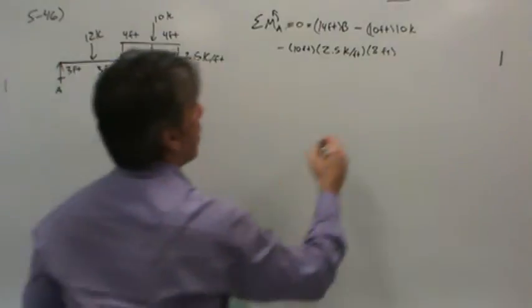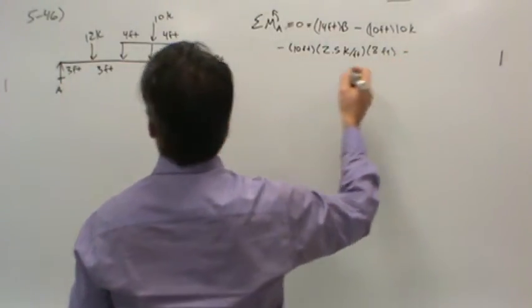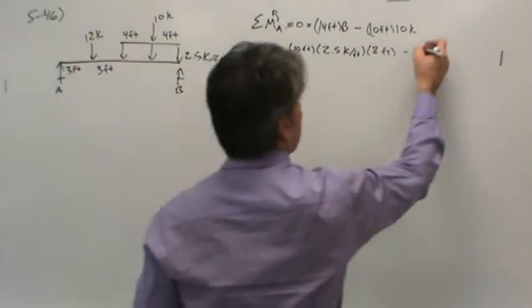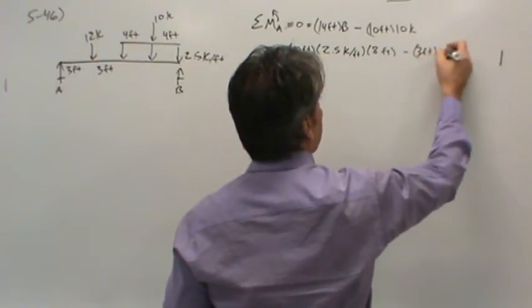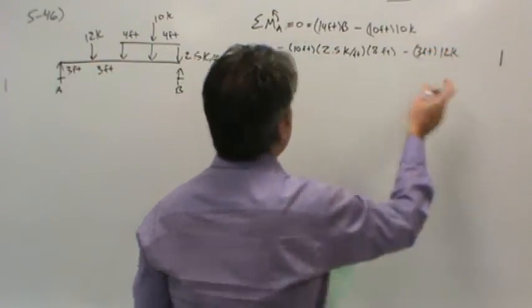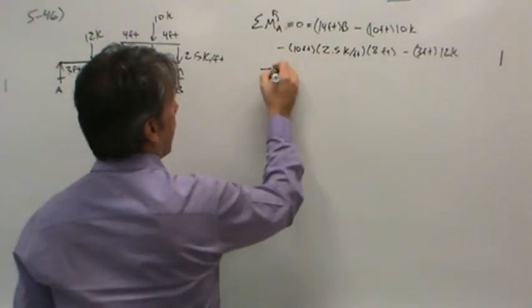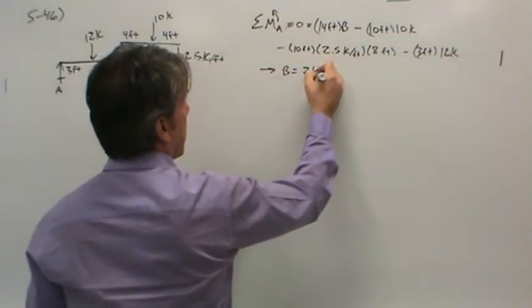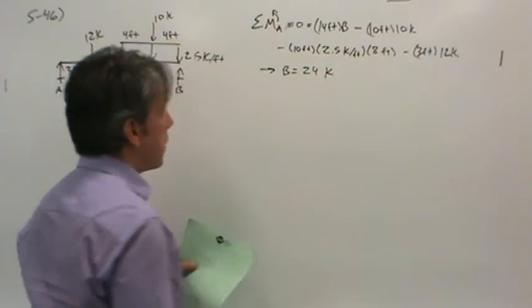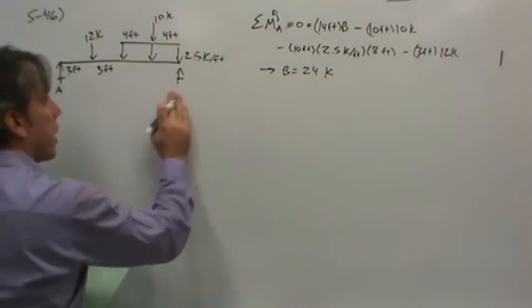And finally, we'll have minus the moment arm of 3 feet for the 12K load. Now all of these, the moment of all this comes to 0. If you solve for B, what you'll find is that B, the reaction B, is 24 kips. So let's write that down.